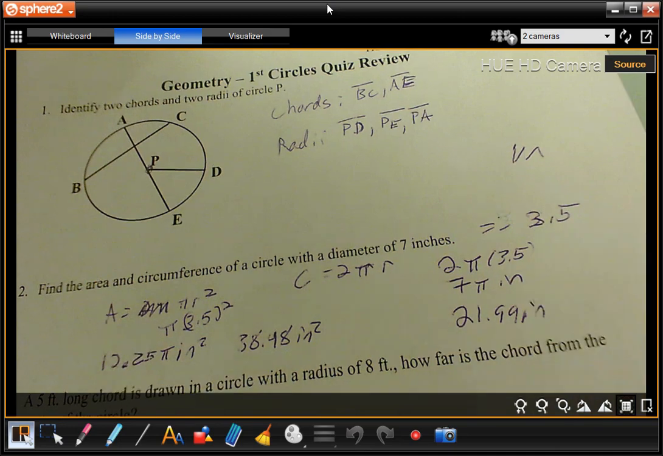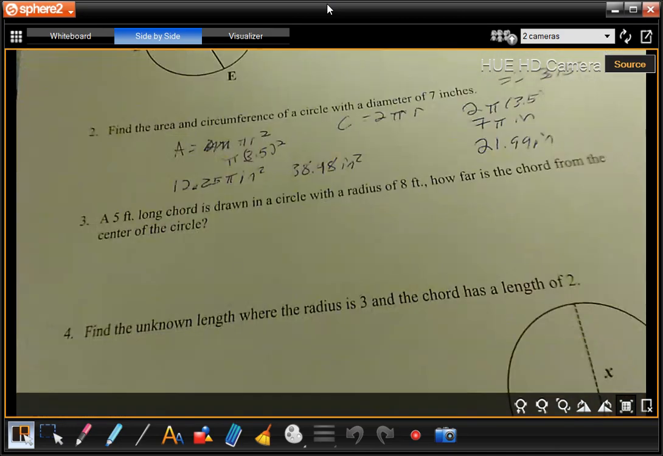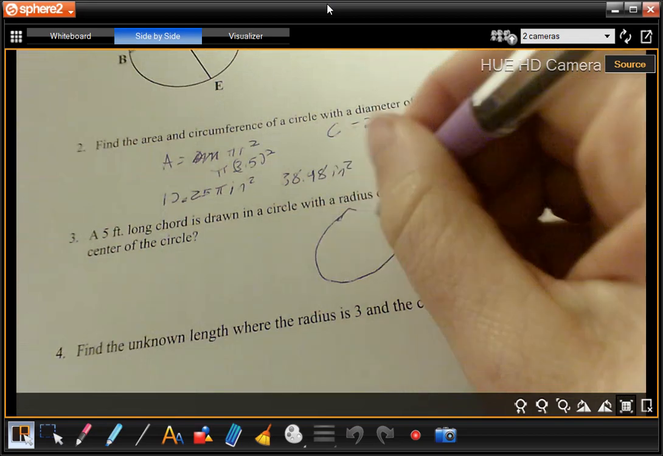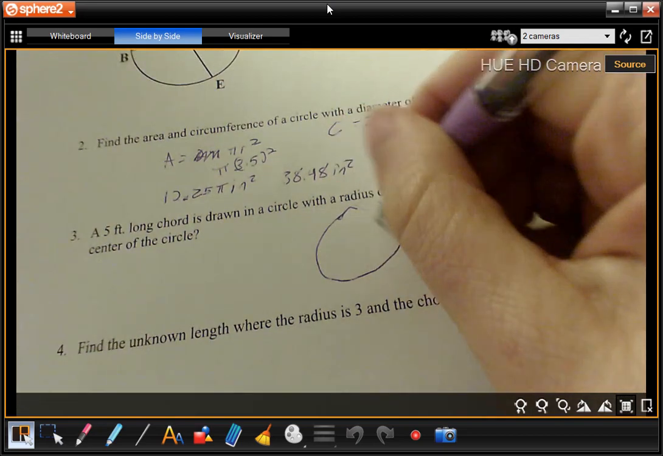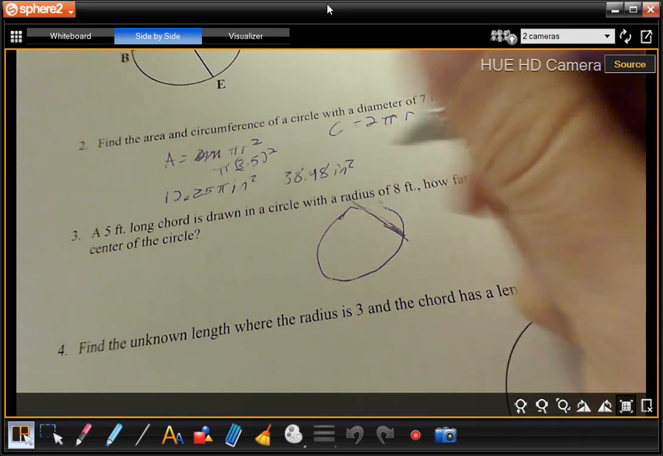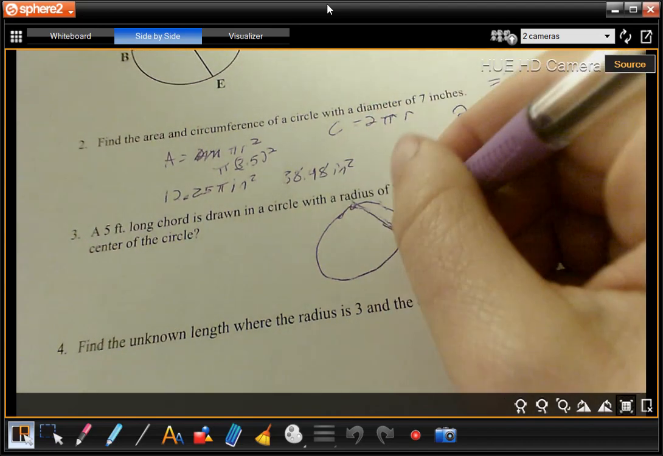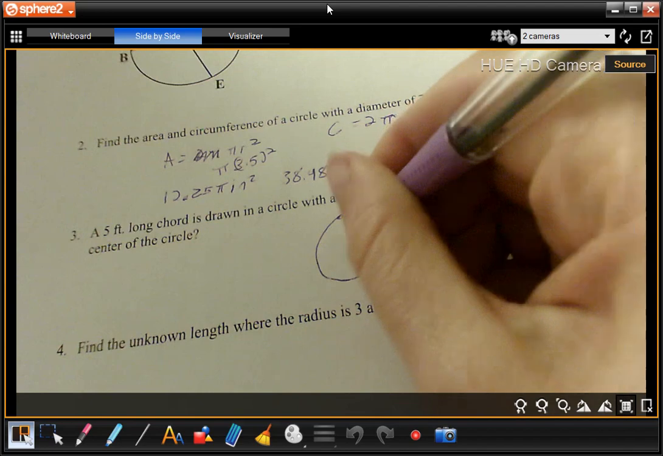Okay, number 3. A 5 feet long chord is drawn in a circle with a radius of 8 feet. How far is the chord from the center? So first I draw my circle. I've got my chord. Not sure why it's in a circle. My chord, endpoints on the circle. I want to know the distance from the center.